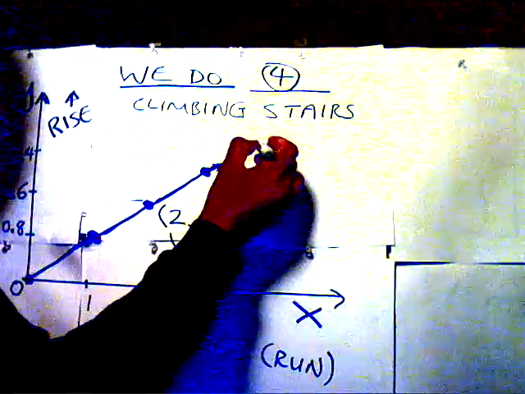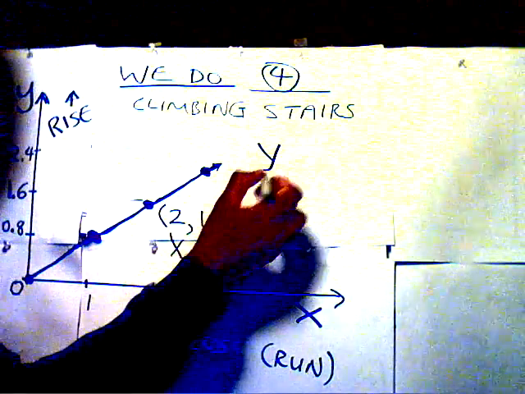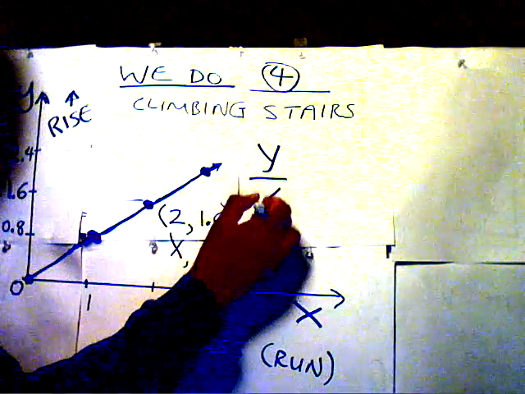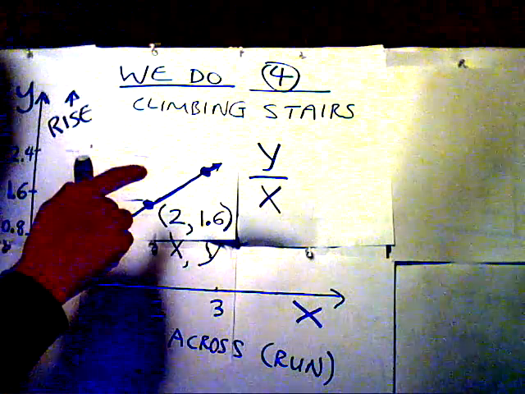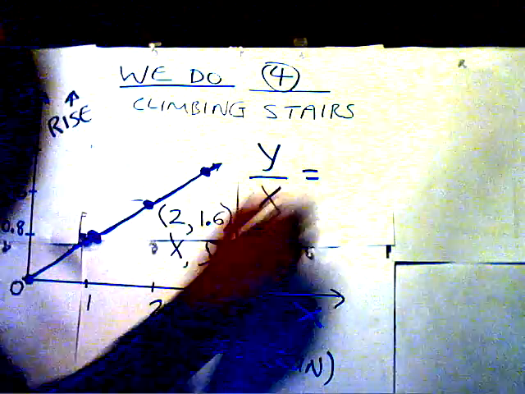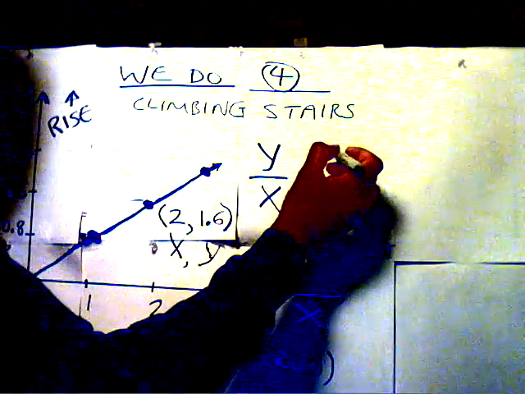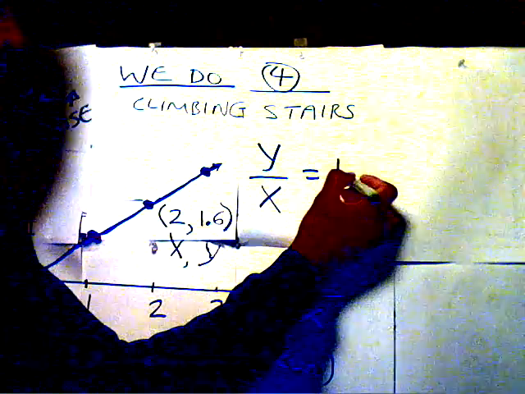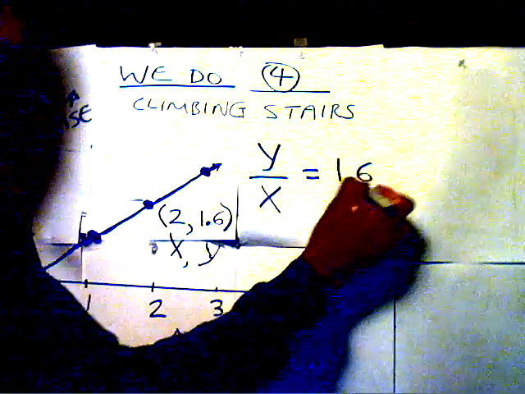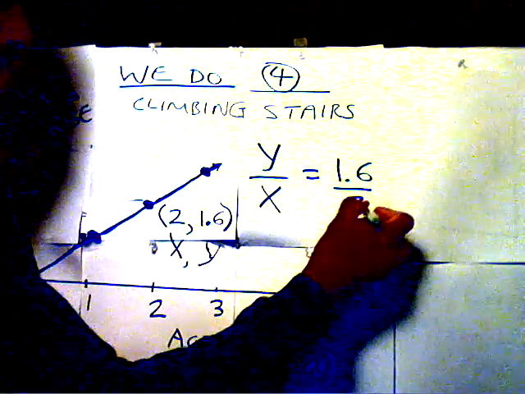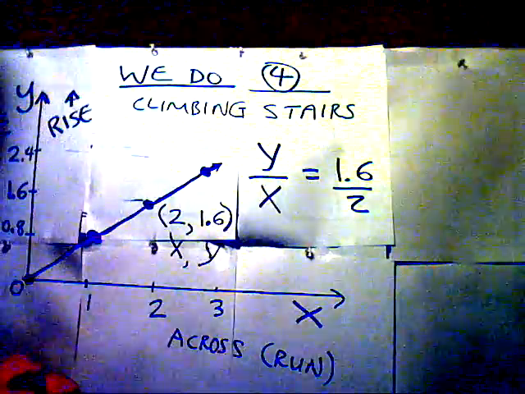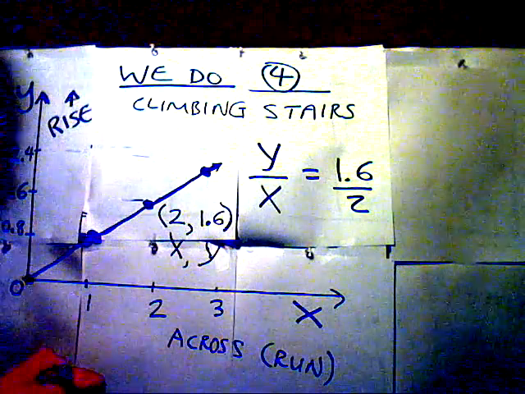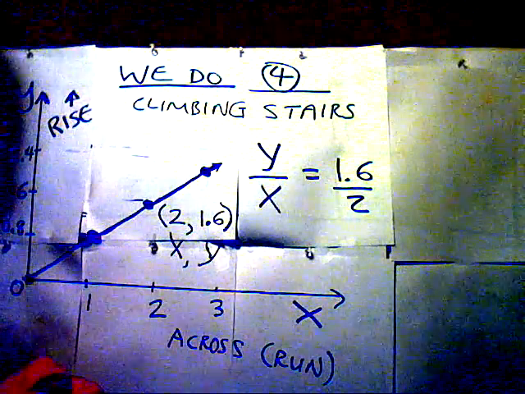Well, we can just do this. We can do like we were doing before. Y divided by x, as long as we're not dividing by 0 at this point, we're good. Y divided by x is going to be the same as 1.6 divided by 2. Alright?